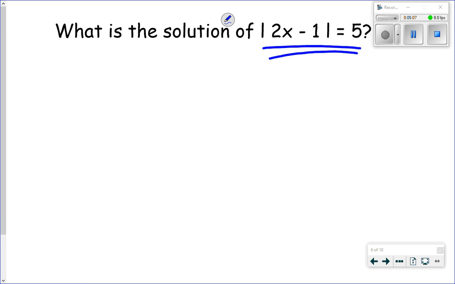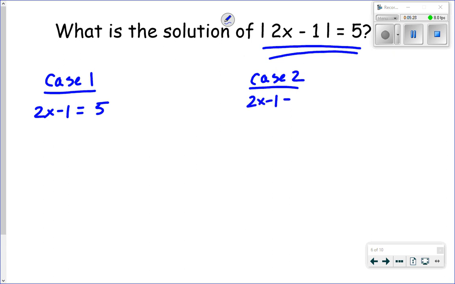So case 1 looks the exact same as the original problem. So it's going to be 2x minus 1 equals 5. Okay, and then case 2. Well, case 2, the left-hand side, nothing changes. It stays 2x minus 1. But the right-hand side, instead of having positive 5, I need to change it to be negative 5.